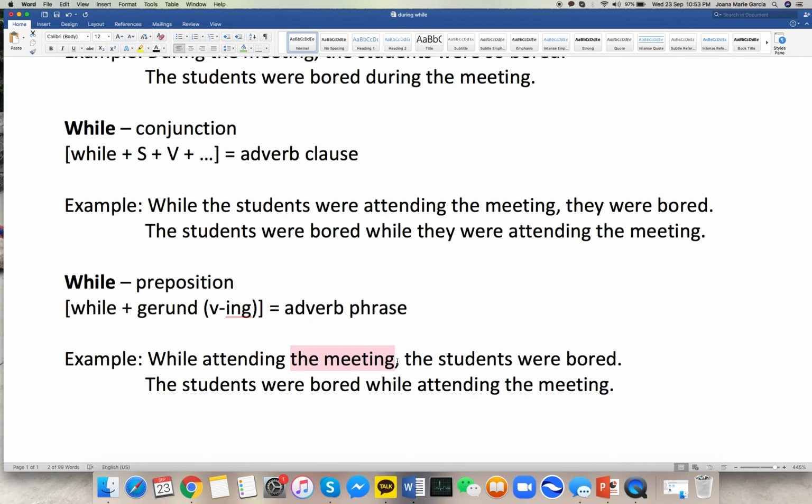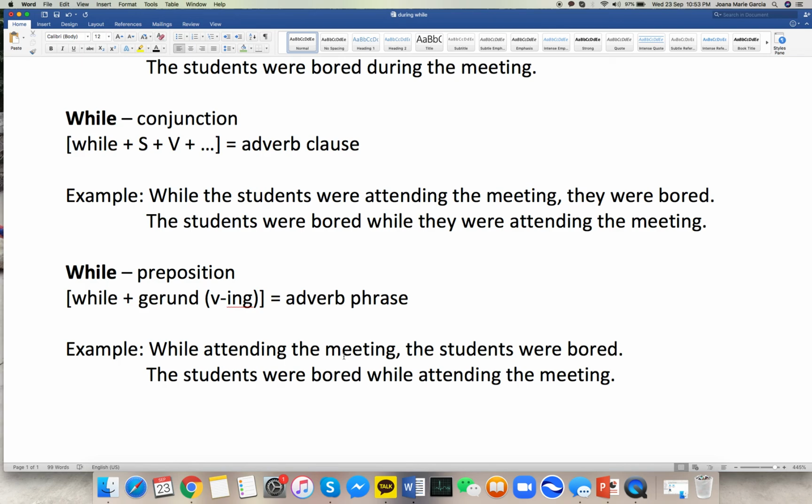Since it's originally a verb, it has the power of the verb. That is a transitive verb, therefore it has to have an object. So attending the meeting is our gerund phrase.